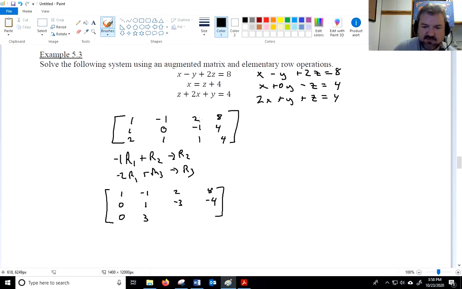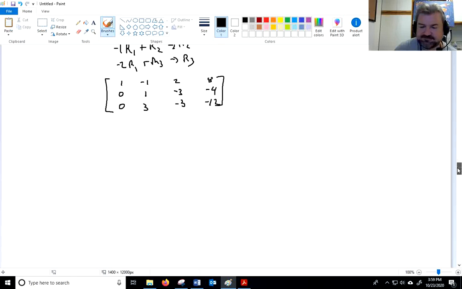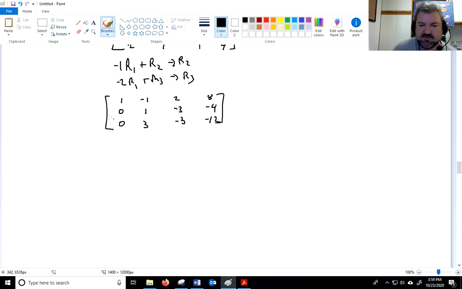Negative 4 plus 1 is negative 3. Negative 16 plus 4 is negative 12, sorry. All right, now that I got zeros here, I'm going to get rid of this 3 by multiplying negative 3 times row 2. I'm going to add it to row 3, and I'm going to store it in row 3.